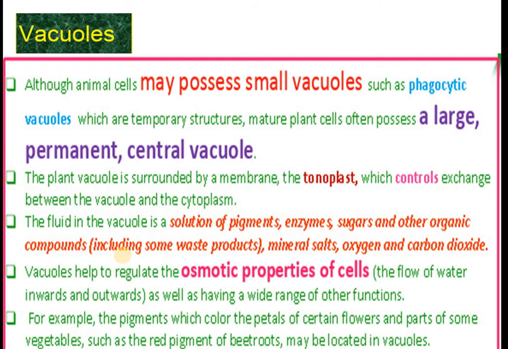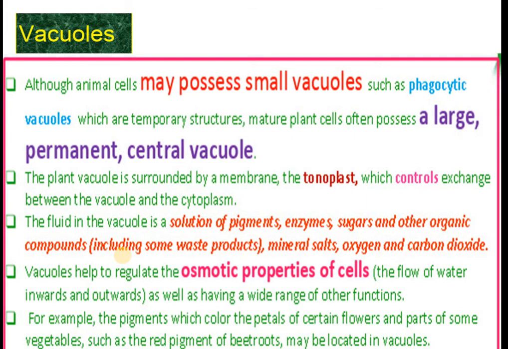Vacuoles. We know that a large permanent central single vacuole is present in mature plants, while there are many small ones in animals. In plants, the vacuole is surrounded by a membrane called tonoplast, which controls the exchange between the vacuole and cytoplasm. So you can say that tonoplast is just like the cell membrane, which is partially permeable.